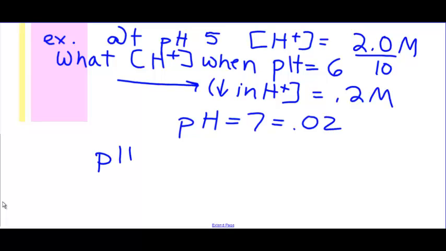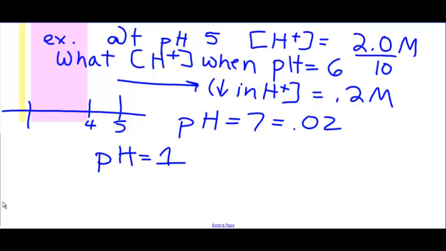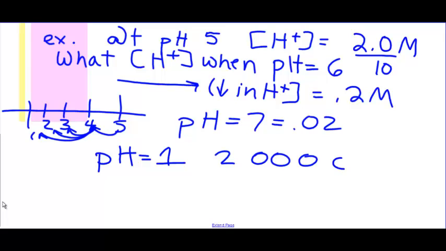What if the pH was 1? In this same situation, if you think of a number line with our pH, we're going 5, 4, 3, 2, 1, that's 10, 100, 1,000, 10,000. You're going to move the decimal point 1, 2, 3, 4 places to the right. So at pH 1, our concentration would be 20,000 molar. Again, this is not probable. This will never happen.